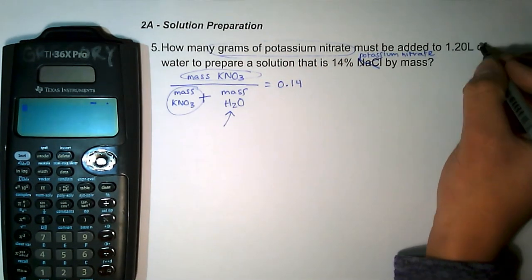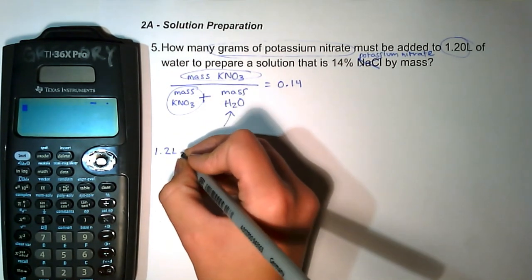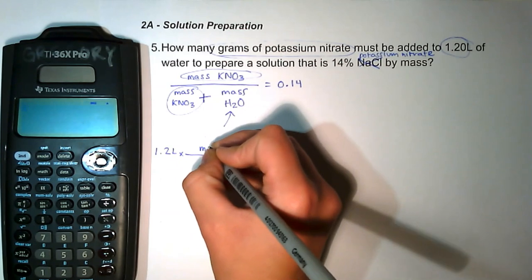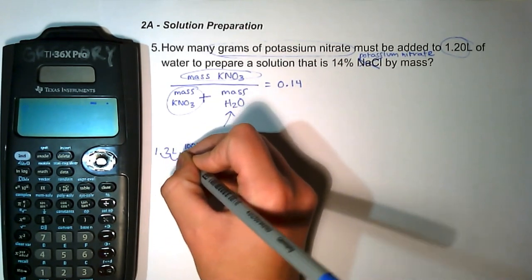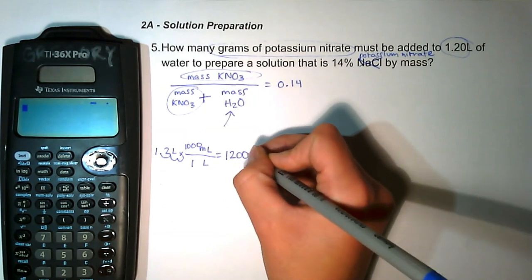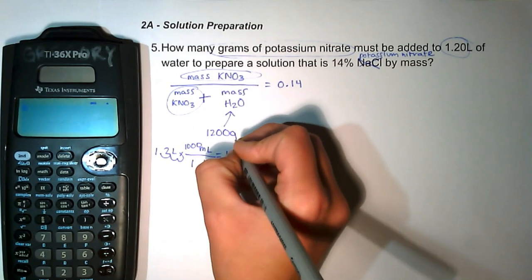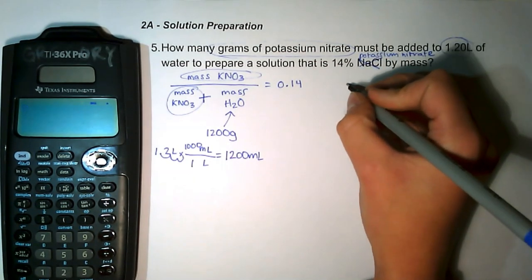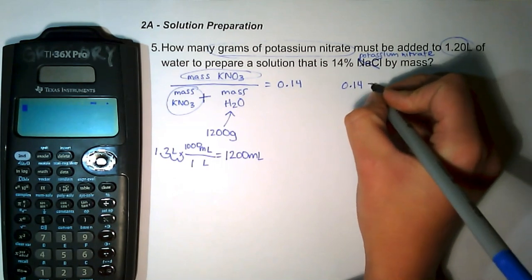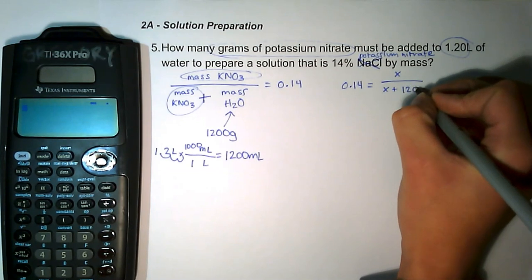And then of course we know the mass of water from the volume of water. But we need to convert this to milliliters first. So 1.2 liters, liters to milliliters, so we're multiplying by 1,000. So we get 1200 milliliters, which we know is the same as 1200 grams for water. So let's set this up as an algebra problem. We have 0.14 equals x over x plus 1200.